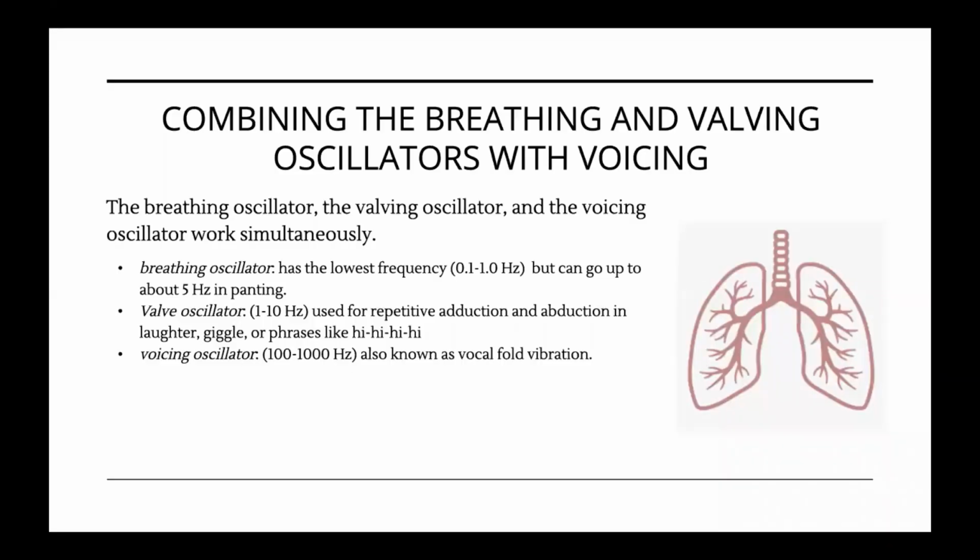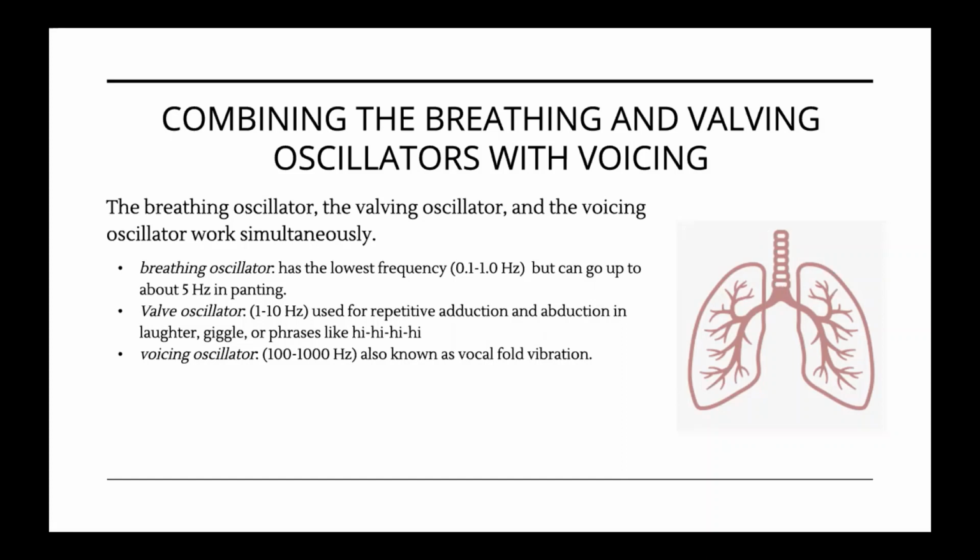In this section of Chapter 9, we will go into the combination of breathing and valving oscillators with voicing. The breathing oscillator, the valving oscillator, and the voicing oscillator work simultaneously. Oscillation is an established rhythm for breathing by our autonomic nervous system, and an important aspect of autonomic breathing is lung volume equilibrium, also known as stasis.